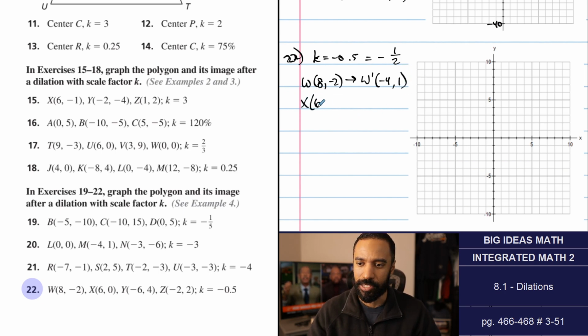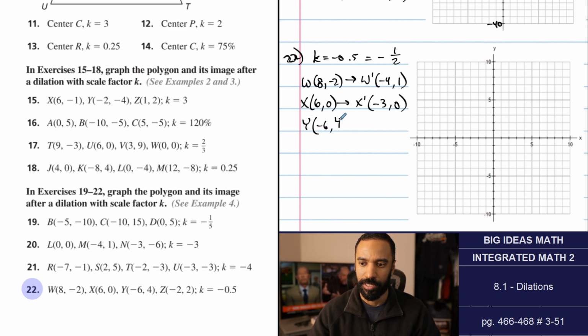X is at 6, 0. And X prime by -2 is -3, 0. No, I wrote a 0. Y is at -6, 4. Boy, this is a problem. Y prime is at... divided by -2, 3, -2.